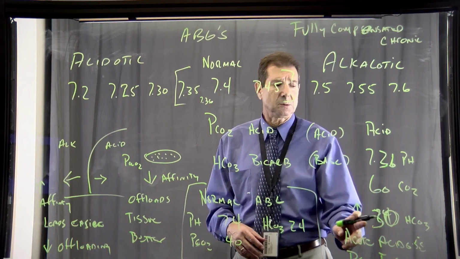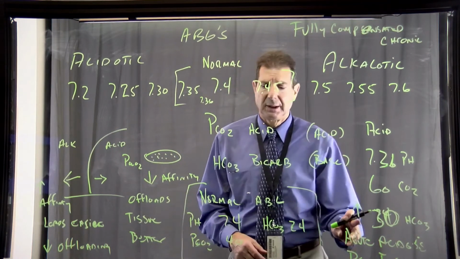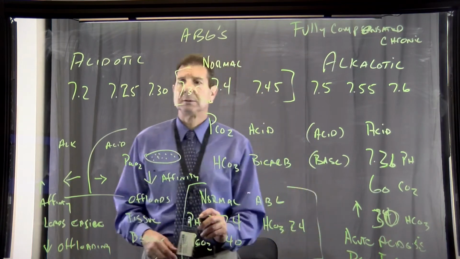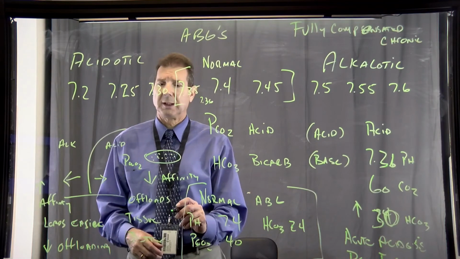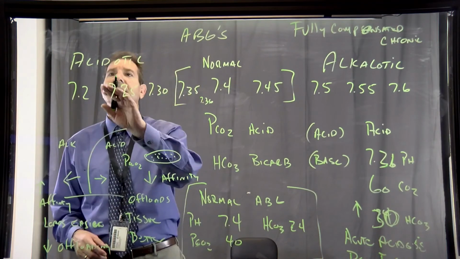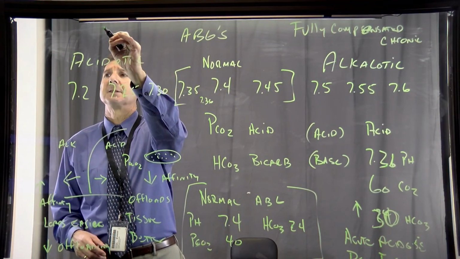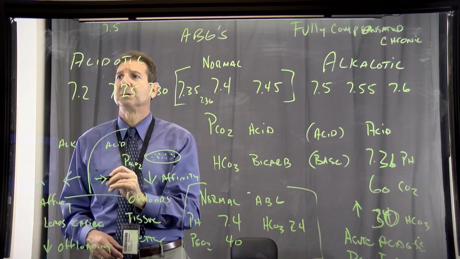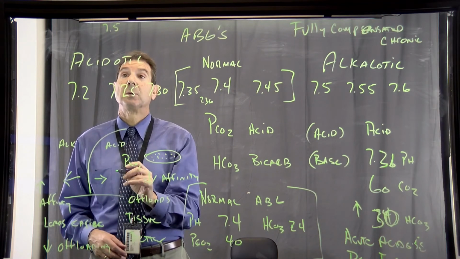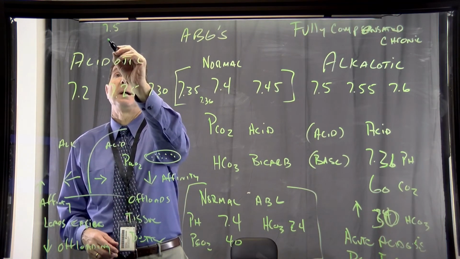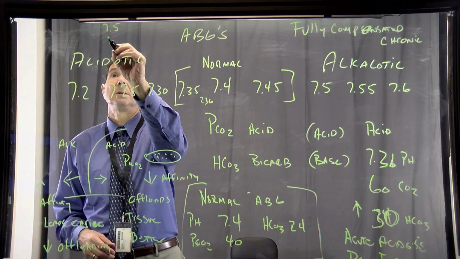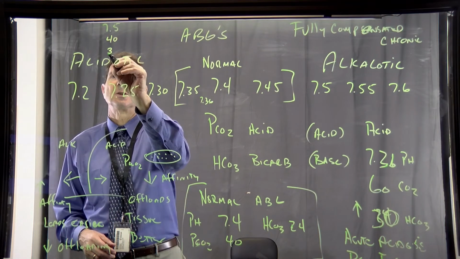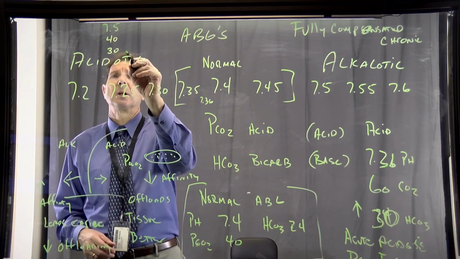bicarb. I'm going to erase this, and see if I can find a little spot here where I can work on this. I hope you guys can see this. So if my pH is 7.5, it's alkalotic. The reason it's alkalotic is because my CO2 is normal, but my bicarb is really high, say 30. Now I'm alkalotic.